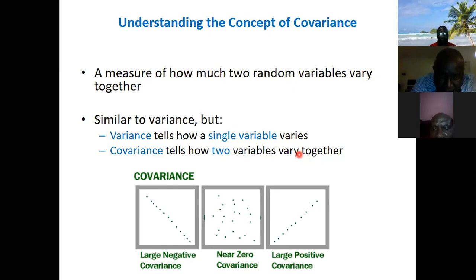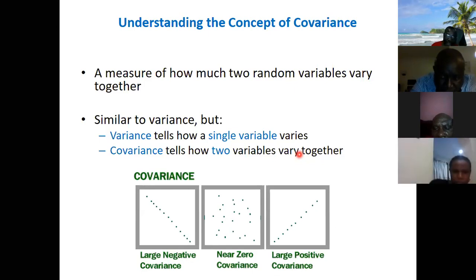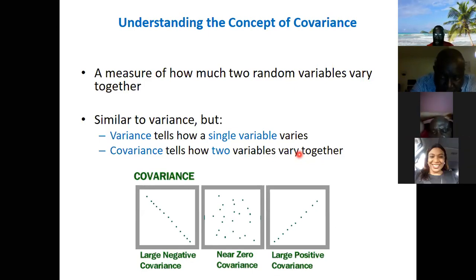That is, you have, let's say, height and weight for children. As the height changes, the weight changes. They vary together, they increase together or decrease together. The measure of how much these two variables vary together in the same group of people is covariance. It's similar to variance, because variance also talks about variability.